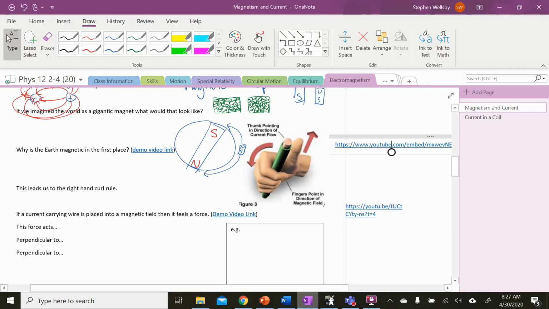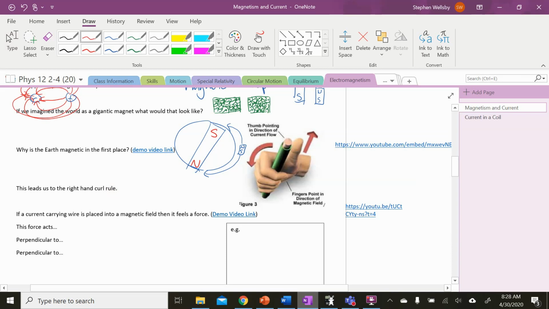Okay, so what we saw there is a piece of wire carrying a current created its own magnetic field. And if you're wondering why the Earth is magnetic in the first place, essentially as the Earth rotates, there is a moving iron core. There's lots of nickel in the Earth as well, and that's moving, and so those moving charges, those moving currents, essentially create their own magnetic fields. And if we want to know the direction of it, that video leads us to our first right-hand curl rule.